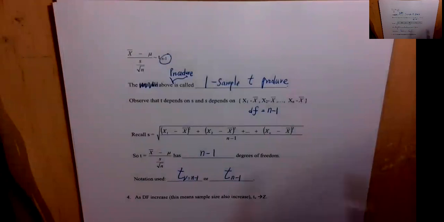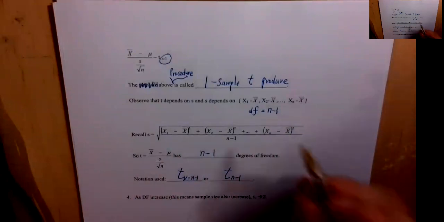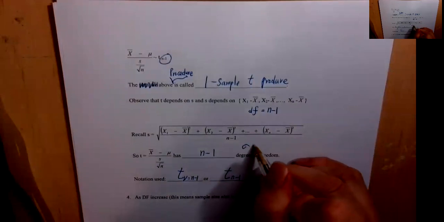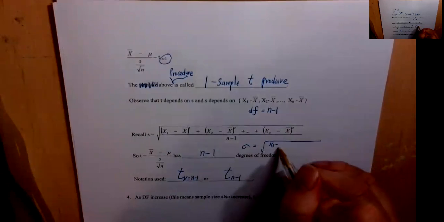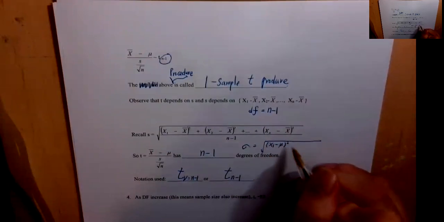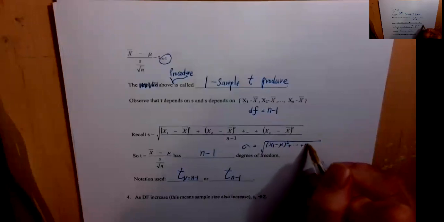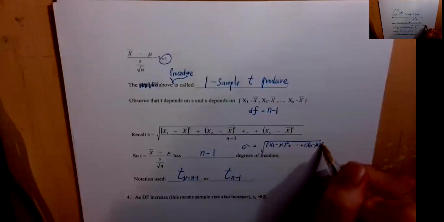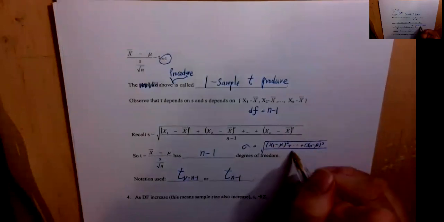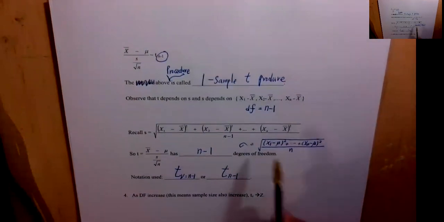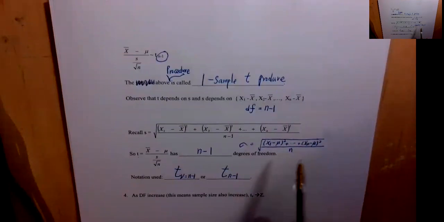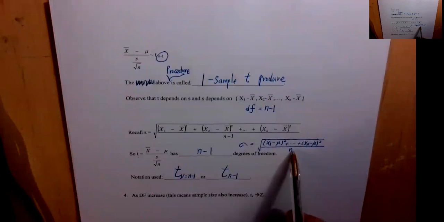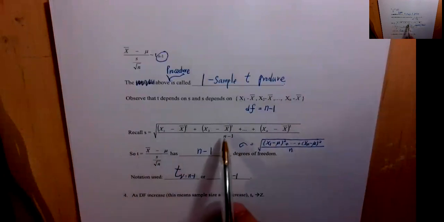I think this is a time for me to explain. Recall, if this is the population standard deviation, x1 minus mu squared plus all the way up to xn minus mu squared, divided by n. Remember at the beginning of the term, I said if x1 up to xn represents a population, when you're taking the average, you divide by n. But if this is the sample standard deviation, you should divide by n minus 1.